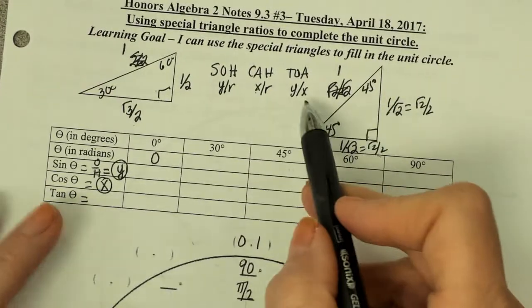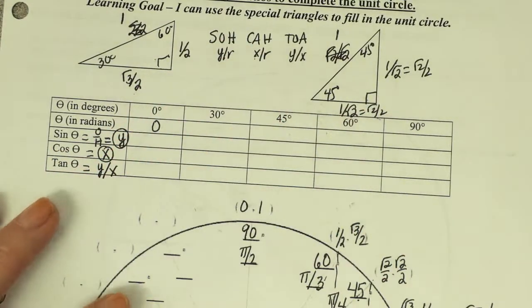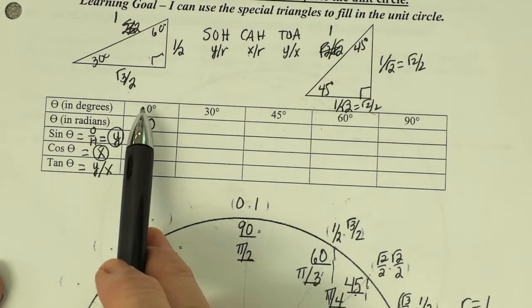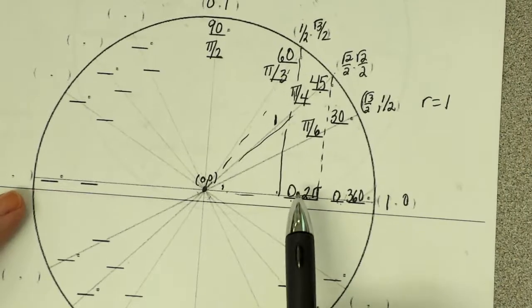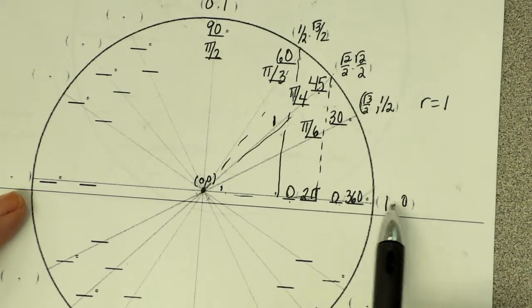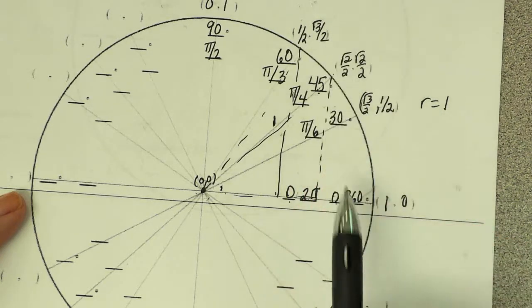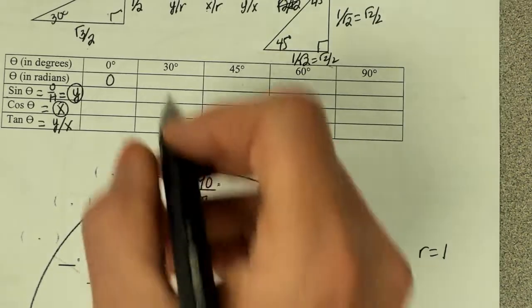Tangent, we don't have any other option. It's still just going to be y over x. So now watch how I can use this. I go to my angle, 0 degrees, and I know that the sine at 0 is just going to be the y value. This is x, this is y. These are just points. So if I want to know the sine of 0, it's just going to be 0.